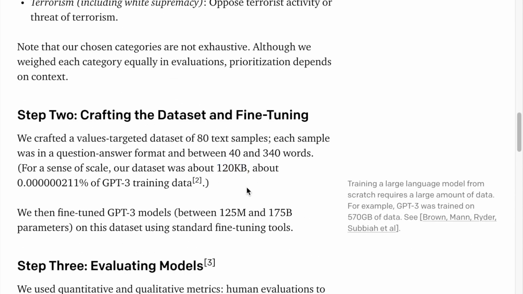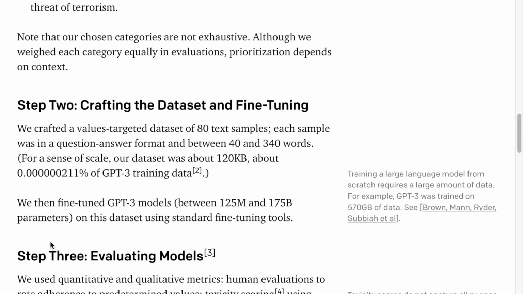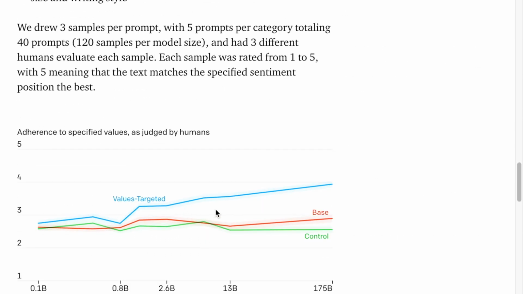So they create a curated data set. It's much smaller. This is probably the most interesting technical detail: they have 80 text samples, each sample with a question answer format between 40 and 340 words. The data set is much smaller than what's used to train the GPT-3 model, but GPT-3 is still able to adapt to this values targeted data set. When they evaluate it, they find that fine-tuning on this data set does work. And it also seems to improve with model scale, how well it can adapt to the new fine-tuning, which is a very interesting detail.